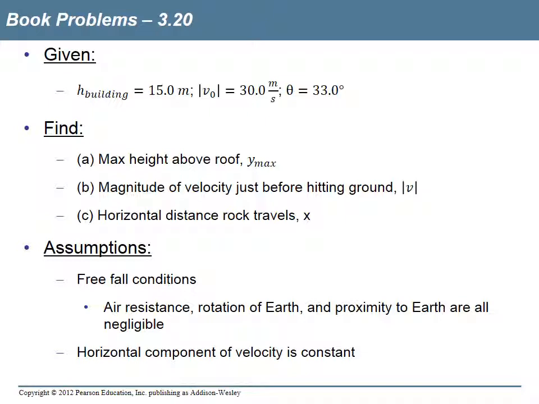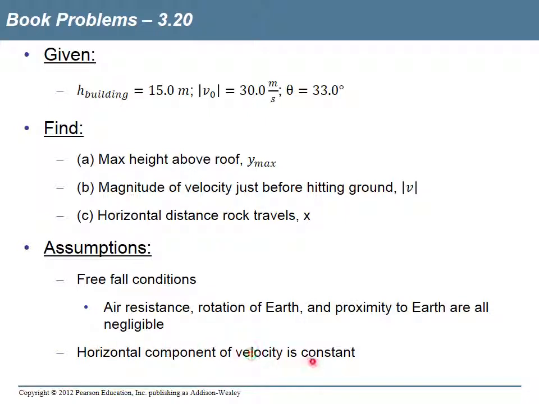The important assumptions that we need to make are free fall conditions. So air resistance, rotation of Earth, and proximity to Earth are all negligible, and these are the same assumptions that we made in chapter 2. We're still doing them because we need to apply chapter 2 concepts to chapter 3 as well, and also that the horizontal component of velocity is constant.